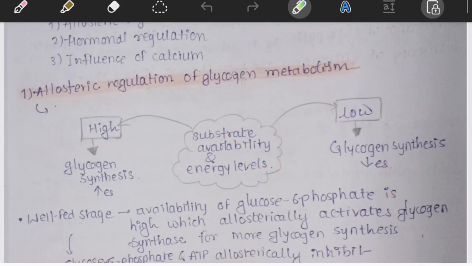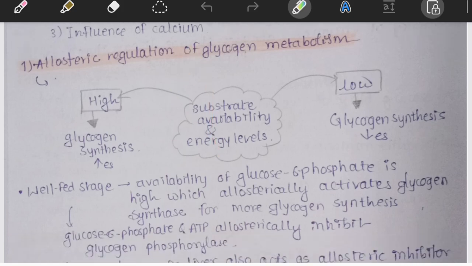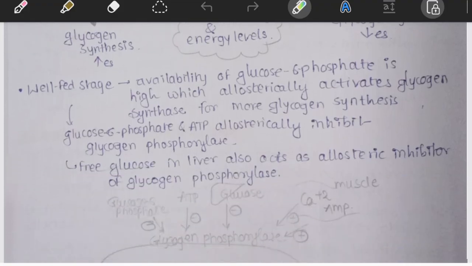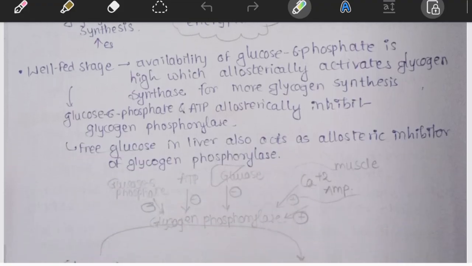Well-fed state. Imagine you have just eaten a heavy meal. Blood glucose is high, and inside the cell, glucose 6 phosphate levels also rise. Now ask yourself, should the body store glucose or break down glycogen? Obviously, store it. So glucose 6 phosphate allosterically activates glycogen synthase. More glycogen is formed. There is inhibition of glycogen breakdown at the same time. High ATP and high glucose 6 phosphate signal that the cell already has enough energy. Therefore, they inhibit glycogen phosphorylase. No need to waste the glycogen.